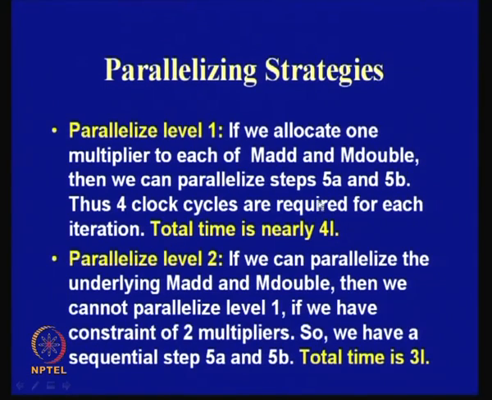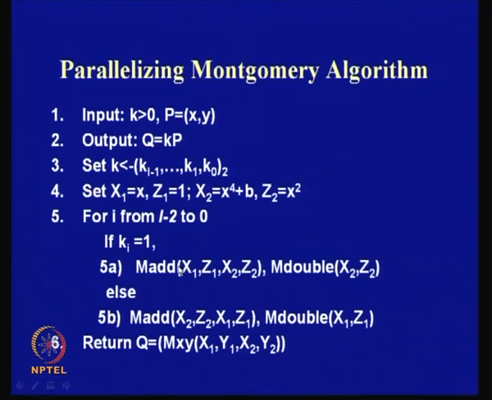So you see that here you are doing the addition and the doubling in parallel, because you have two multipliers, one given to each, and you can do both of them concurrently. So, what will be the cycle length required? It will be equal to that required for the addition, because addition is more.